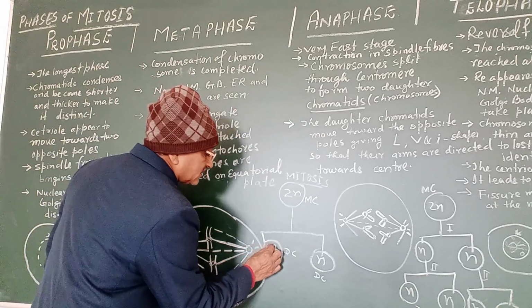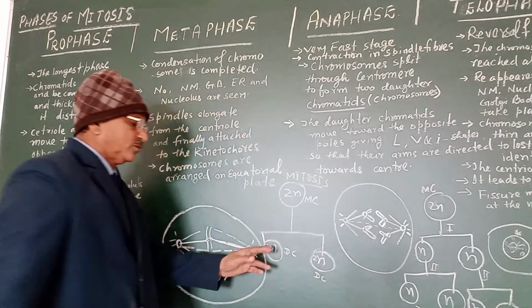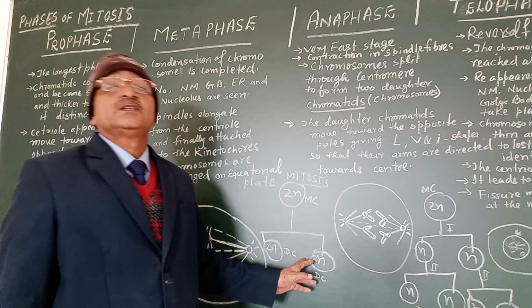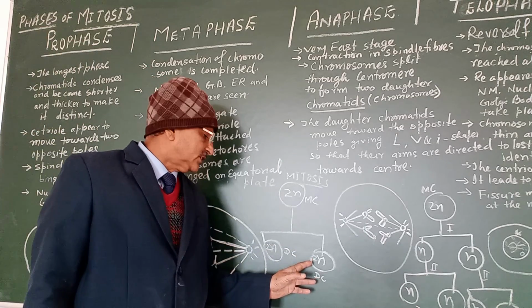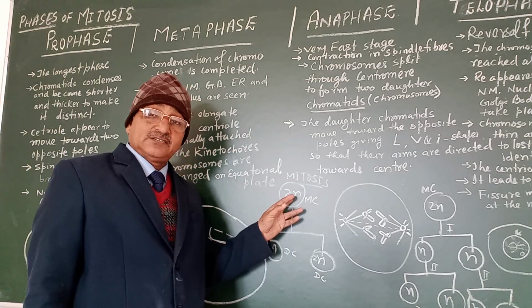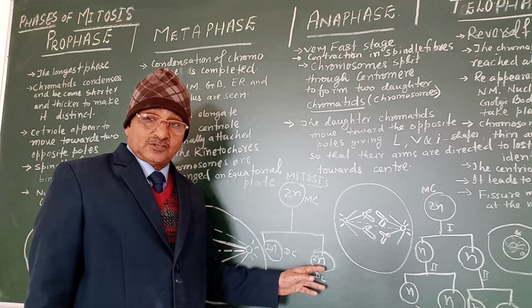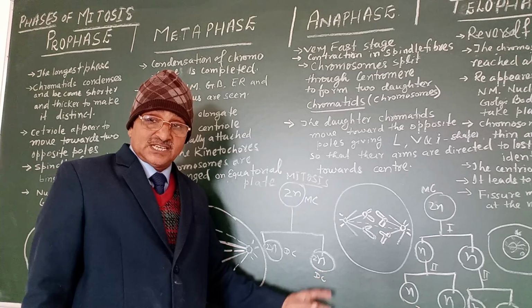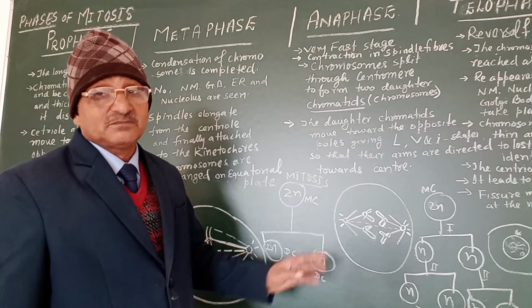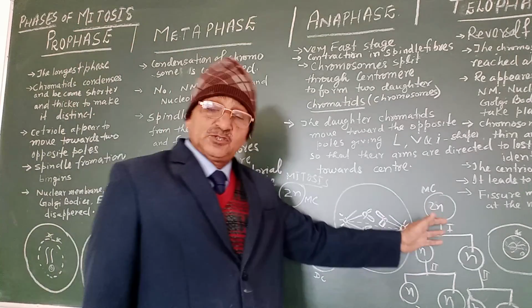Both of them have an equal, same number of chromosomes in comparison to the mother cell, the same number of chromosomes in the daughter cell. So the type of cell division in which one mother cell divides to form two daughter cells having the same number of chromosomes is called mitosis. And what is meiosis?